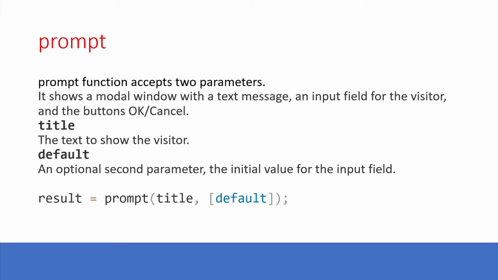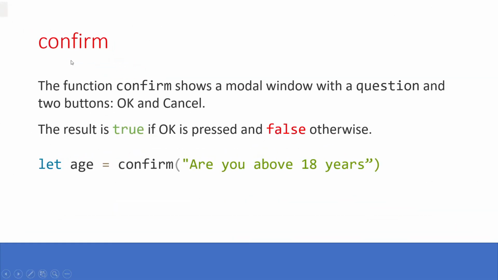Let's see our final function, confirm. This is used to ask some type of question. The confirm function shows a modal window with a question and two buttons, OK or cancel. The earlier prompt returns a string. Now this returns a boolean value based upon the question shown to the user. If the user clicks OK, true is returned; if cancel, false is returned. This is how we will use it: let age equal confirm, and pass in the message to display to the user, are you above 18 years?